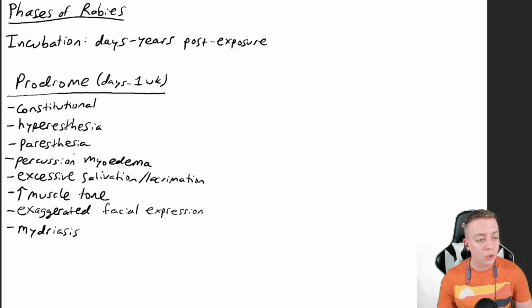You can also get something called percussion myoedema, and this is really interesting, actually. If you were to percuss, so if you were to tap on somebody's muscle, it might just kind of swell up, and that's myoedema. And that's something you don't see with a whole lot of conditions, so that's kind of unique here to rabies.